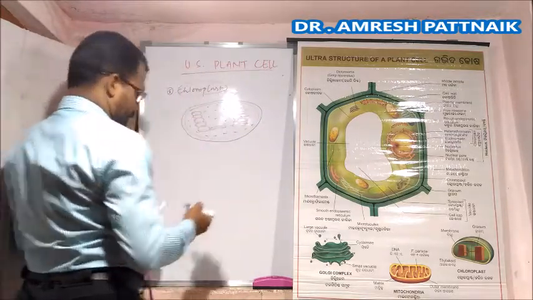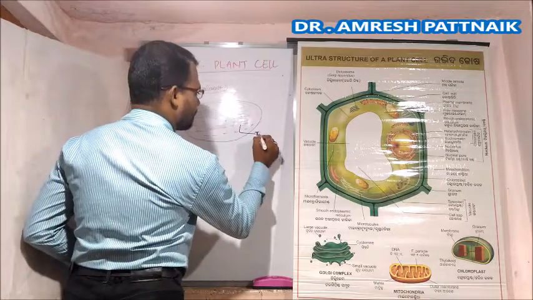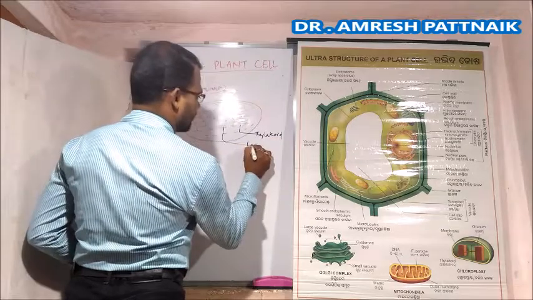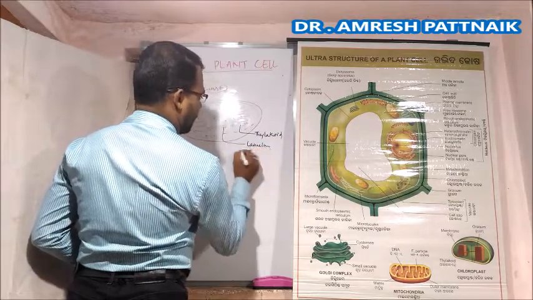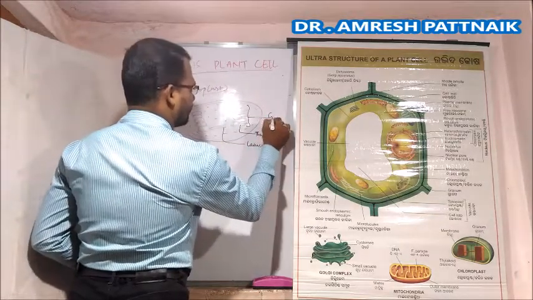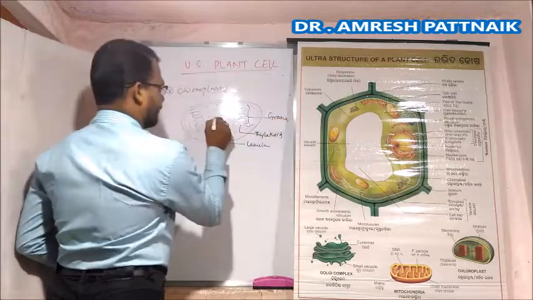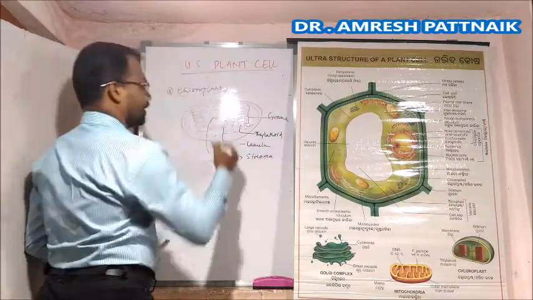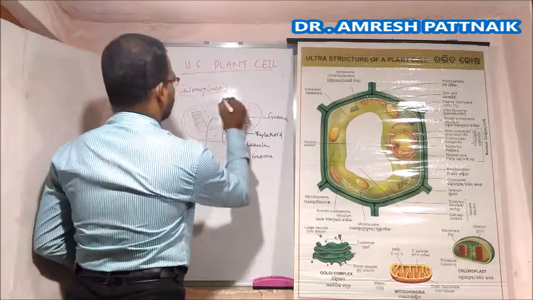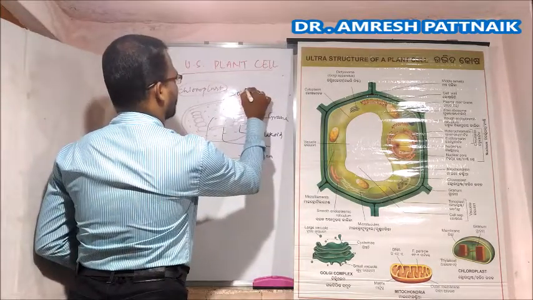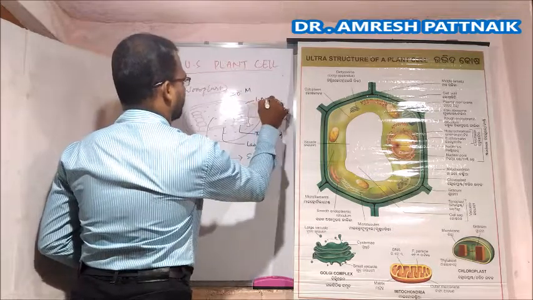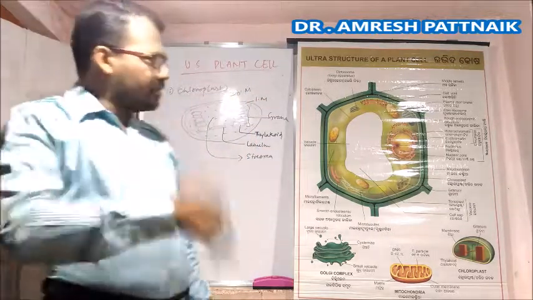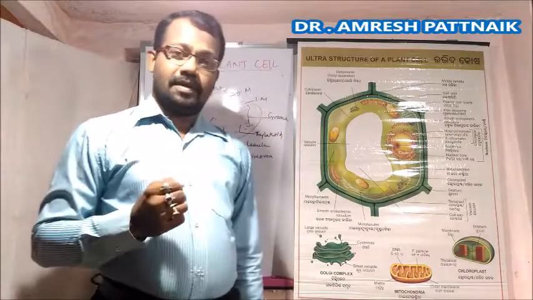Okay, so this is called thylakoid. This is lamella, stroma lamella, grana, this dot-shaped structure, stroma. Okay, this is the outer membrane, this is the inner membrane. So we will study the structure of plastid.